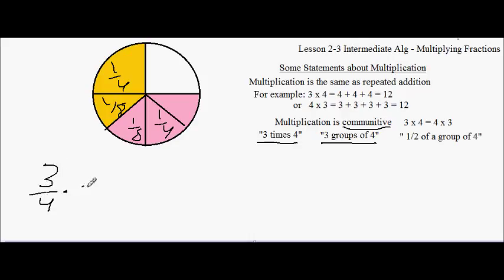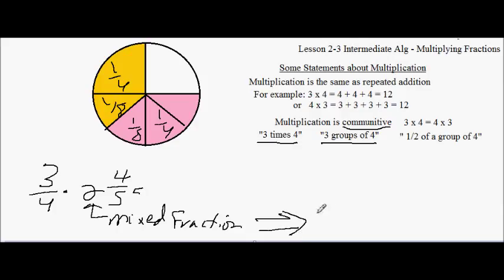So let's take 3/4 times 2 and 4/5. Okay, so now what do I do? I got a whole number and a fraction, and I got multiplied by a fraction. 3/4 of this 2 and 4/5. Well, this guy right here is called a mixed fraction. And we usually don't do a lot of computation with mixed fractions. We usually change them into improper fractions. Improper fractions are fractions that have a bigger number on the top than on the bottom.